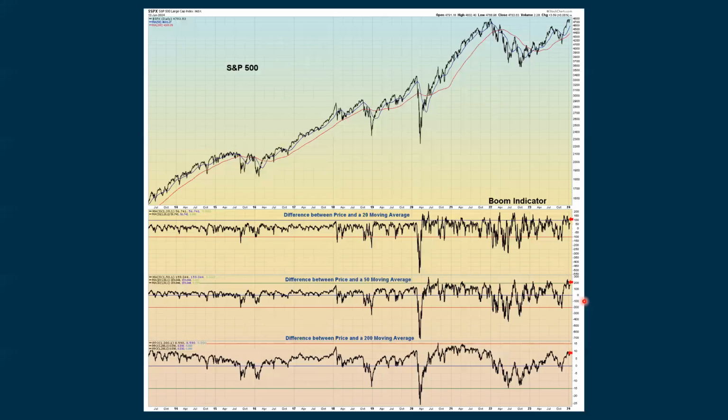Then I have a thing called the boom indicator. I developed this indicator decades ago. I just came up with a name a few years back after I was attending an online webinar, and somebody was trying to explain, okay, when we get too far away from a moving average, boom, we head back towards that moving average. And so I just ended up calling it the boom indicator.